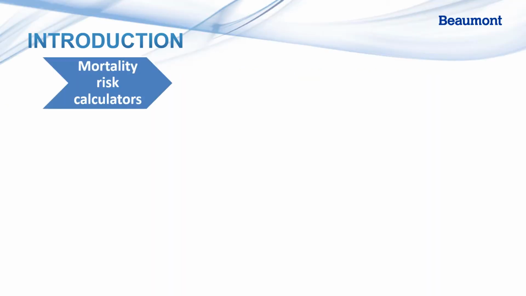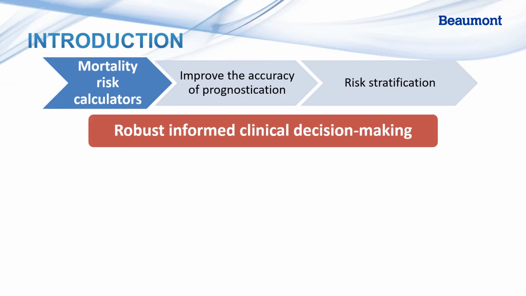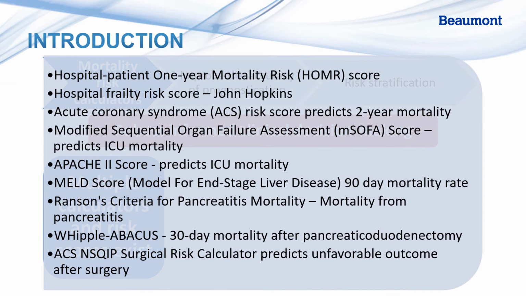There are many mortality risk calculators that exist out there that we use as clinicians on a daily basis to improve the accuracy of prognostication and allow us to risk stratify our patients. These calculators are very important because they allow us to make more robust, informed clinical decisions regarding our patients, and they are, in a sense, reproducible. There are multiple calculators and risk scores out there. I've just listed a few of them that we might use on a daily basis.